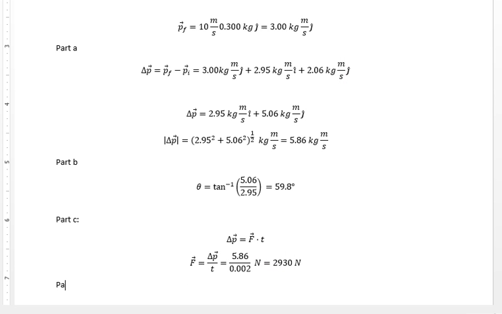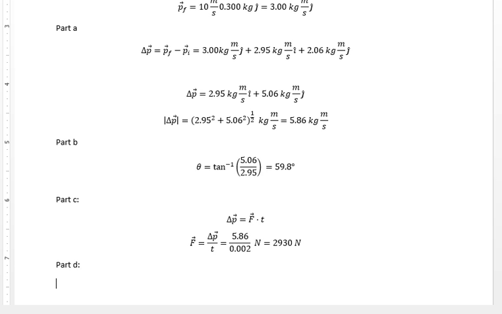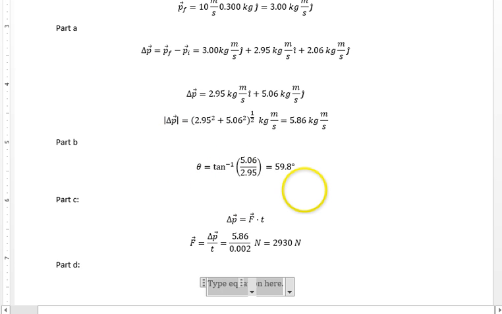All right. In part D, there's nothing about dividing by a scalar that changes the direction, so theta is still 59.8 degrees. All right, and that's it for Chapter 9 problems.